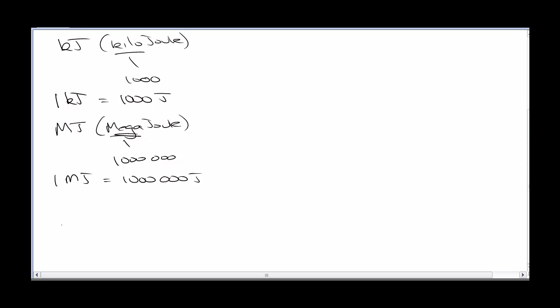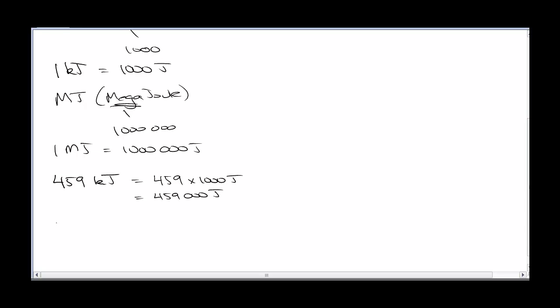If you're given a quantity, for example, off of nutritional information that you find on a food packet, you might find that a serve of a certain type of food contains 459 kilojoules of energy. To convert that to joules, what you actually do is you understand that whenever you see kilo, it means 1,000. So 459 kilojoules equals 459 times by 1,000 joules, which equals 459,000 joules.